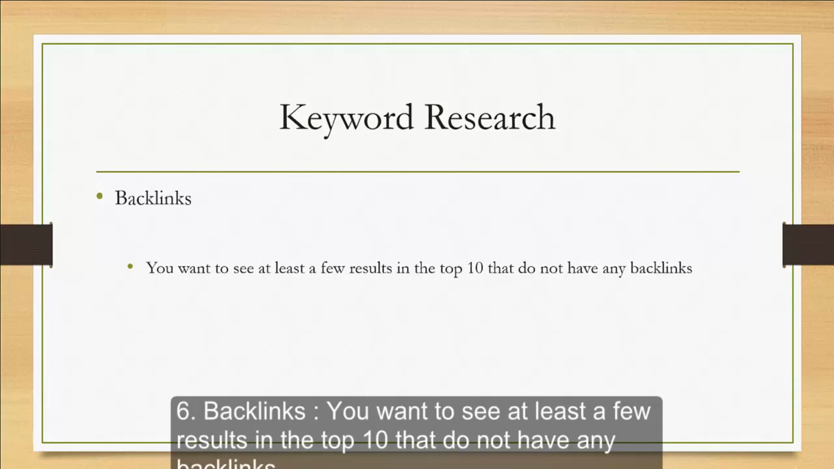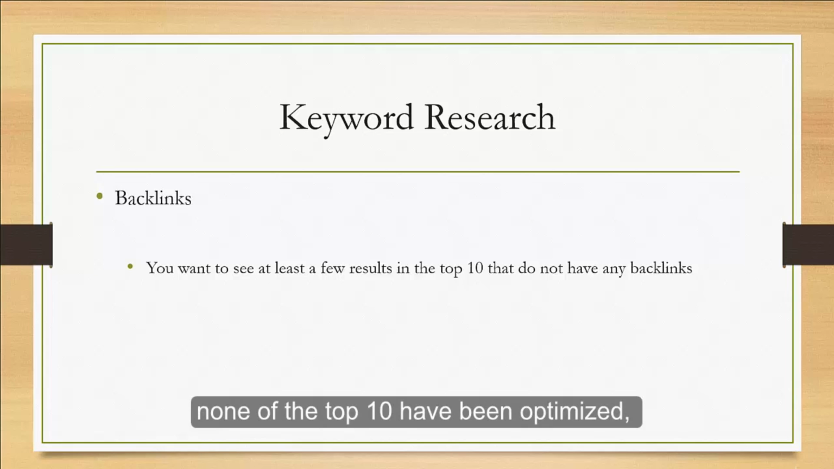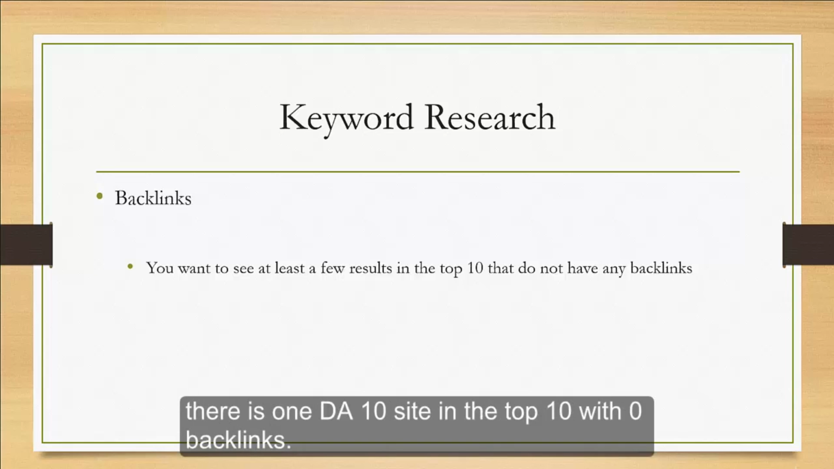Backlinks. You want to see at least a few results in the top 10 that do not have any backlinks. The ideal scenario will be something like this. You see all exact match domains are available. None of the top 10 have been optimized. There is one DA10 site in the top 10 with 0 backlinks.